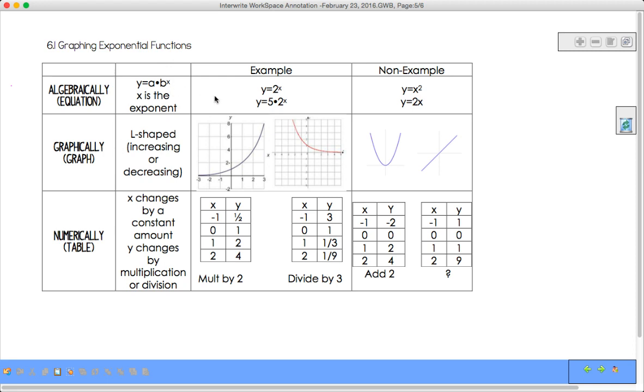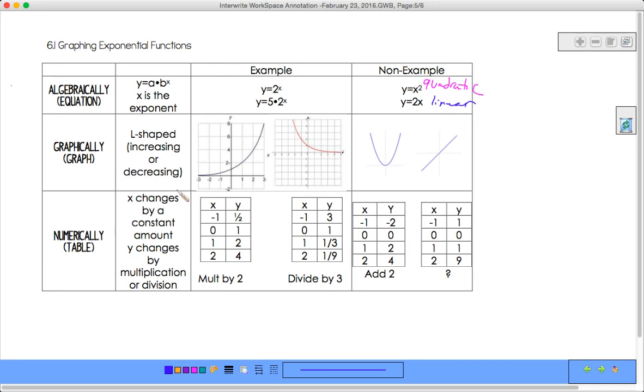So for it to be an exponential function, it has to look like y equals a number times some other number to the power of x. X is the exponent. X is a little number up top. If x is not the exponent, then it's not exponential. Remember, if we have an x squared, we know that that is quadratic. And if we just have an x like this, then we know that's linear.